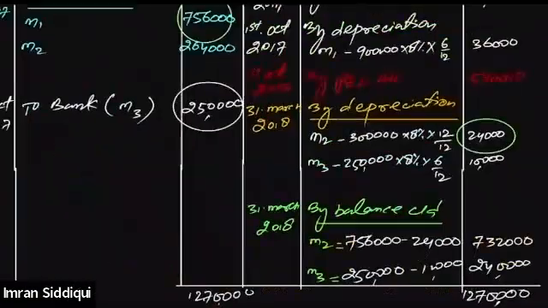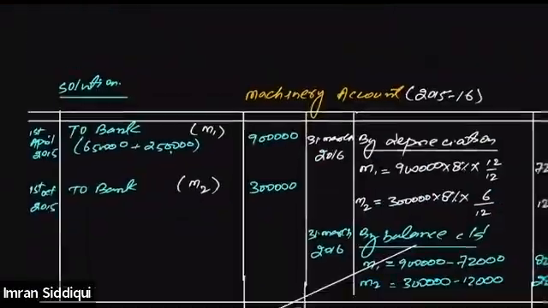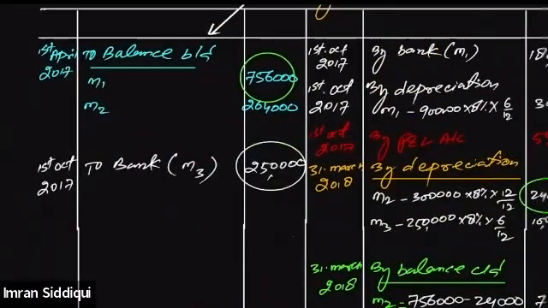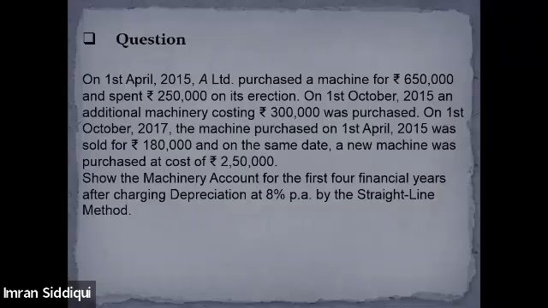So this was about the year 2017-18. We prepared the ledger for 3 years, starting with 2015-16, then 2016-17, then 17-18. One more ledger is required for the year 2018-19, because the question requires us to prepare the machinery account for the 4 financial years.